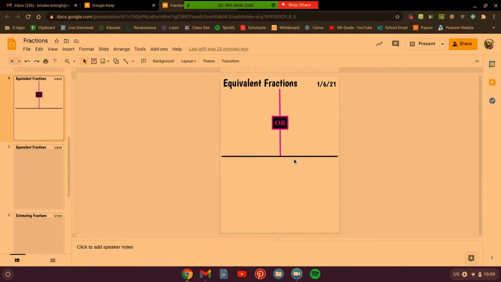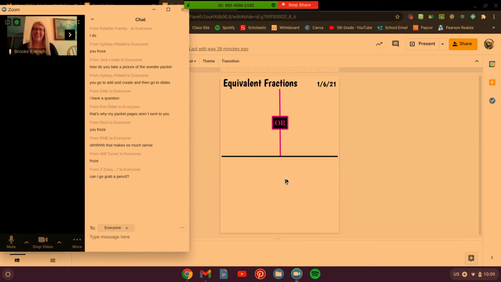Okay, here is how we're laying out today's notes, 5th grade. So at the top, go ahead and write our heading, equivalent fractions. It's pretty funny that my computer doesn't want to do what I want it to do. Okay, equivalent fractions is our title for today's notes. And today's date is January 6th, 2021.